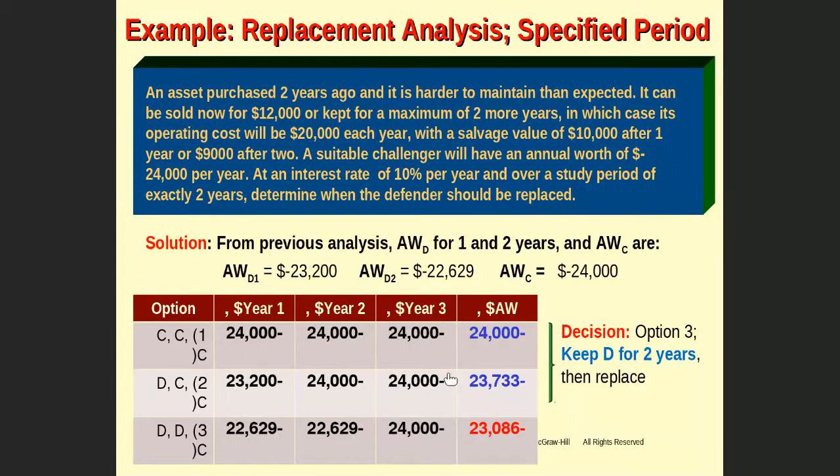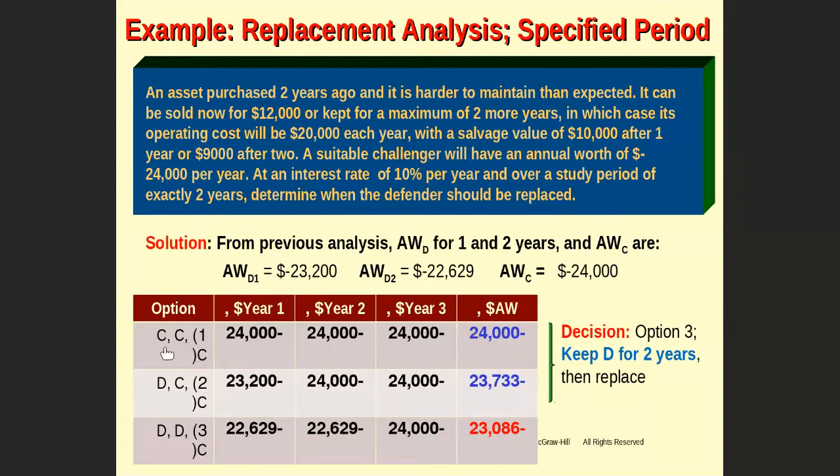Now, to have the annual worth for each option, we can rely on the average of each row. Based on the annual worth, we select the most economical one, which is the least cost, which was found to be option 3, where you keep the defender for 2 years and you replace it with the challenger on the 3rd year. The values on those years are representing the annual worth for each element in the bracket here.